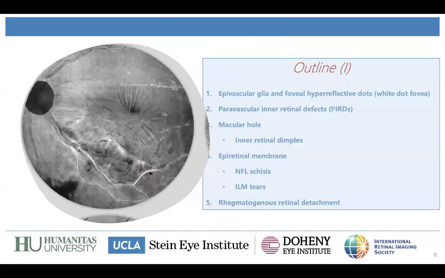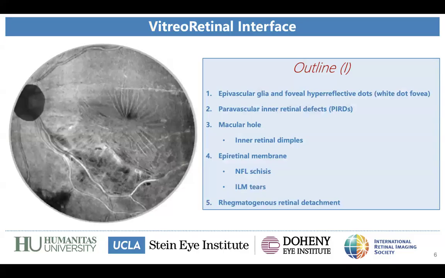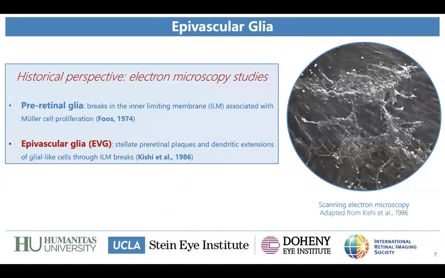So starting with the vitreoretinal interface section, we will first focus on some biomarkers and then on more clinically significant disorders, starting with a historical perspective. Epivascular glia was first described in the 70s and 80s by a couple of groups. It was defined as the presence of stellate retinal plaques and dendritic extension of glial-like cells through internal limiting membrane breaks. On the right is a scanning electron microscopy image.